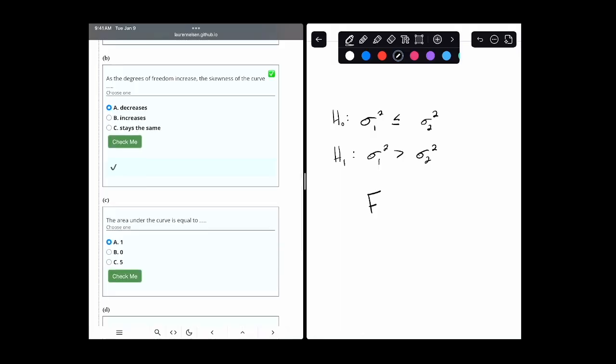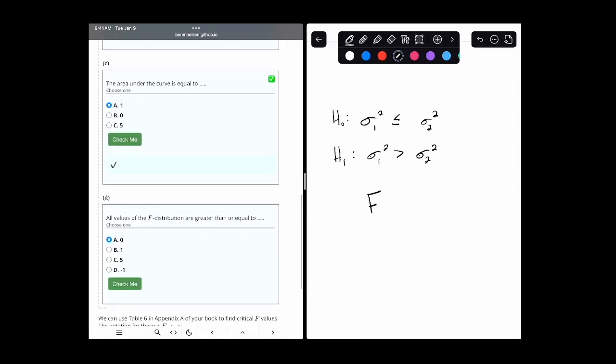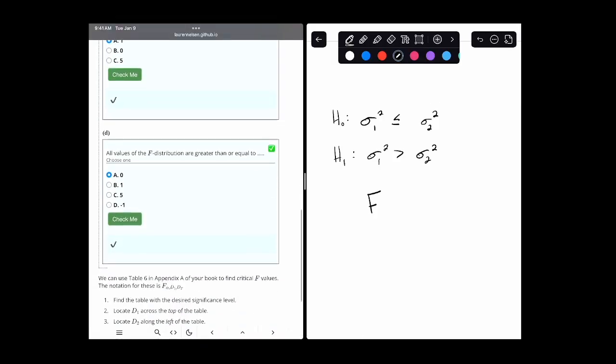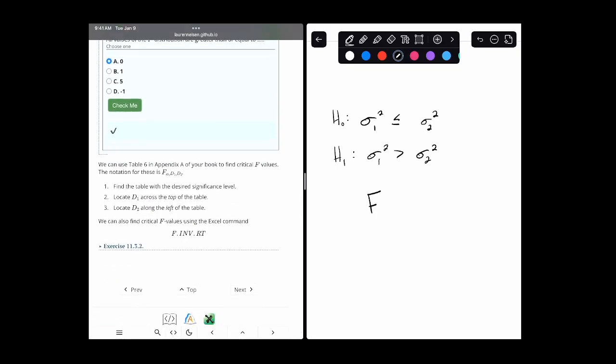And since this is a probability distribution, the area under the curve is equal to 1. And again, all values of the F distribution are greater than or equal to 0. We don't have any negative values. And again, you can use tables to find these, but as usual, we're going to use Excel. And so we're going to do f.inv.rt to find these critical values. And we are going to set up our hypothesis tests to be right tail tests when we do this. And so we're going to want to use this right tail option.